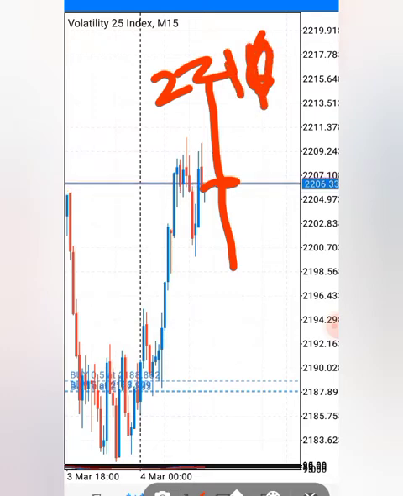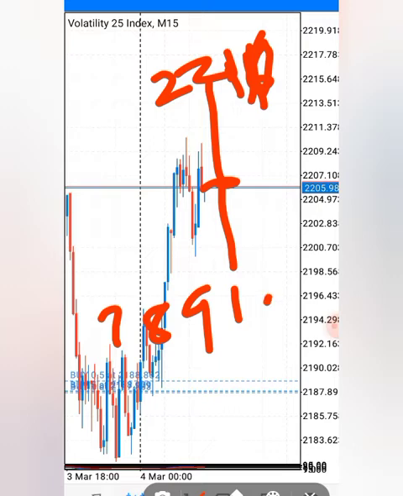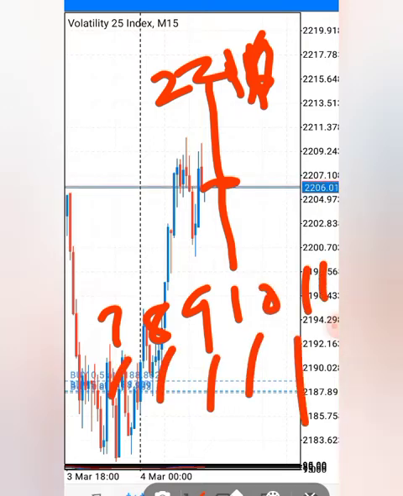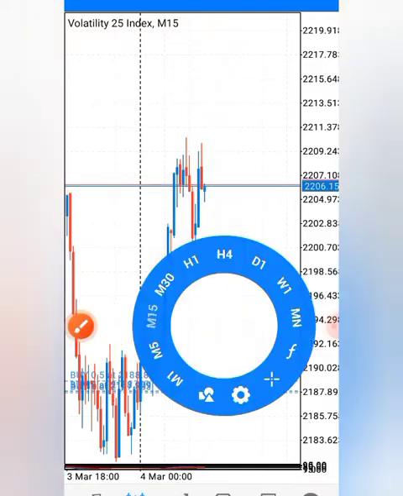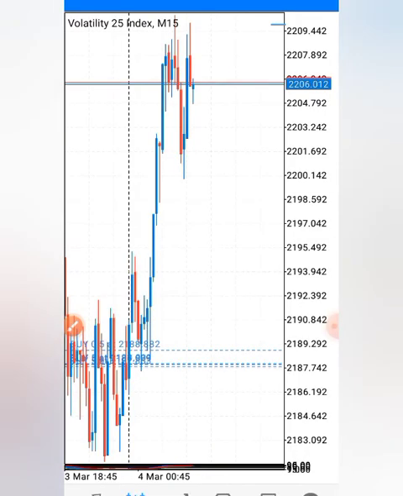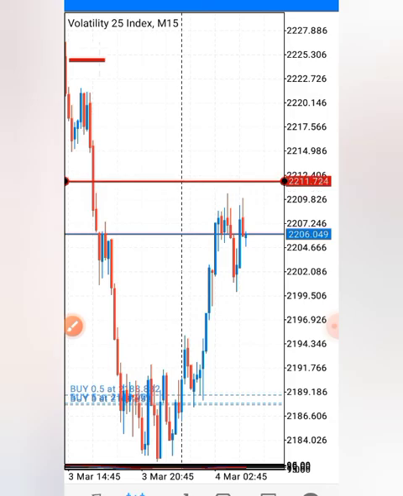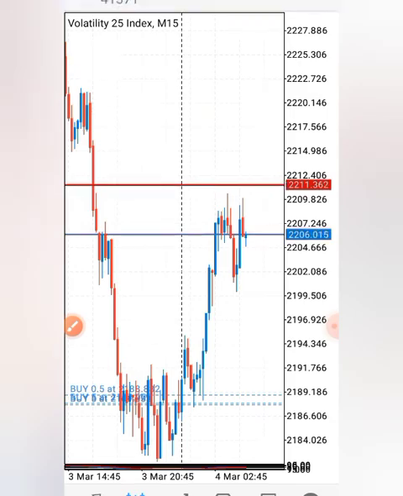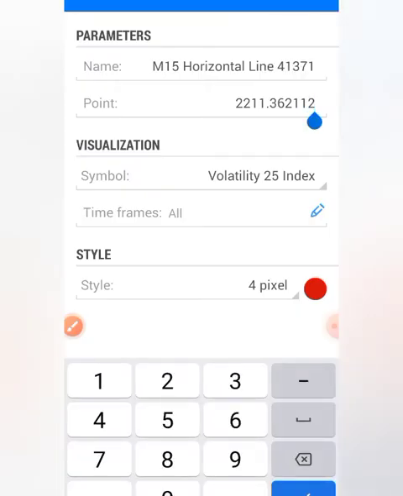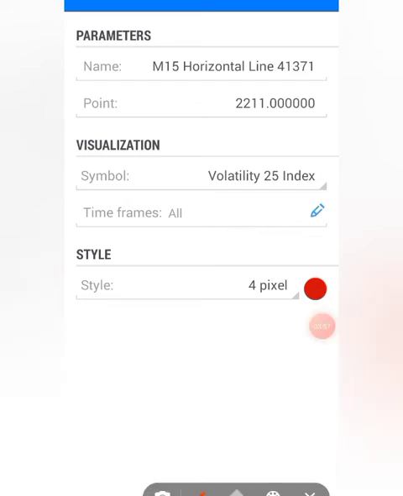Okay, 22.11. Because I'm going to count 5 points, which is 7, 8, 9, 10, 11. So 1, 2, 3, 4, 5. So if I'm doing that, probably my SL will be somewhere here. That is 22.11. This is it.